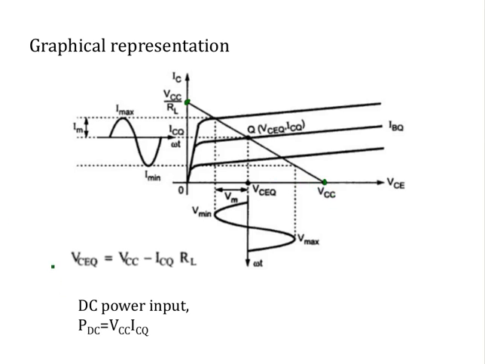Now VCEQ, or the operating point, you see is fixed at the middle of the active region. This is the intersection with the base current corresponding to that. IBQ is the base current corresponding to this operating point. So you fix the operating point for this particular base current IBQ. Now VCEQ is equal to VCC minus ICQ into RL, under the DC conditions, when there is no AC signal. This is the operating point, VCEQ, ICQ.